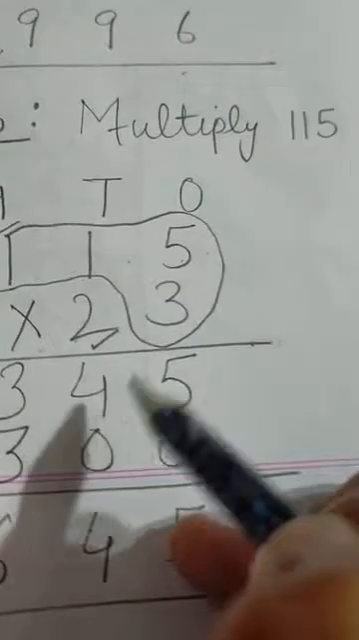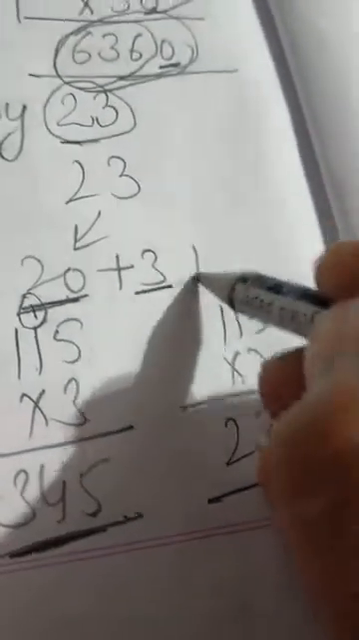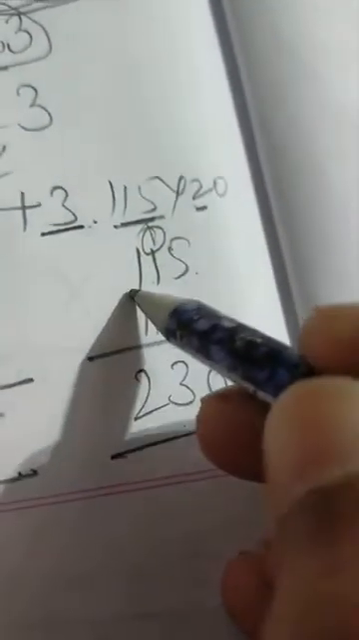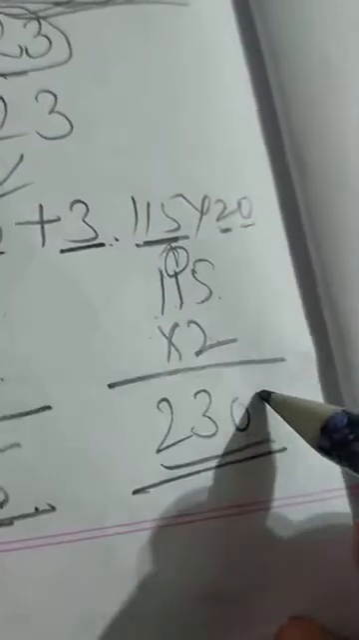Now what is the second product? 115 will be multiplied by 2 tens. 2 tens means 20. 115 will be multiplied by 20, but here firstly we will multiply 115 by 2. 2 5s are 10, 1 carry, 2 ones are 2, and plus 1, 3. Again 2 ones are 2. We got 230. But here was 1 0 with that 2. So this 0 will be written on the right hand side of the product. So we got 2300.